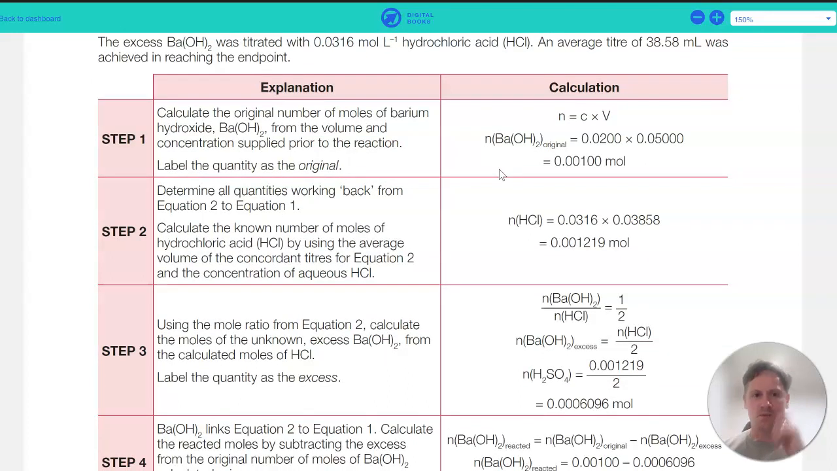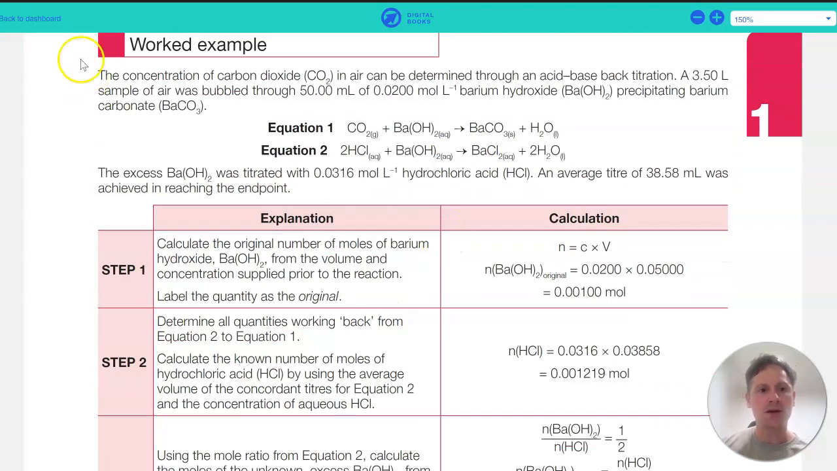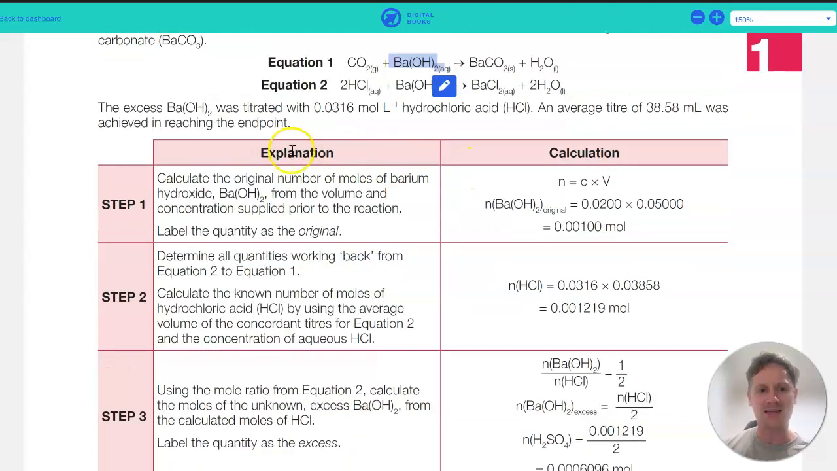So let's look at the practice problem here. The concentration of carbon dioxide, CO2, in air can be determined through an acid-base back titration. A 3.5 litre sample of air was bubbled through a 50 mL sample of 0.0200 mole per litre barium hydroxide, precipitating barium carbonate. So essentially, carbon dioxide was reacted with the barium hydroxide, and the excess barium hydroxide, what was left over, was titrated with hydrochloric acid.